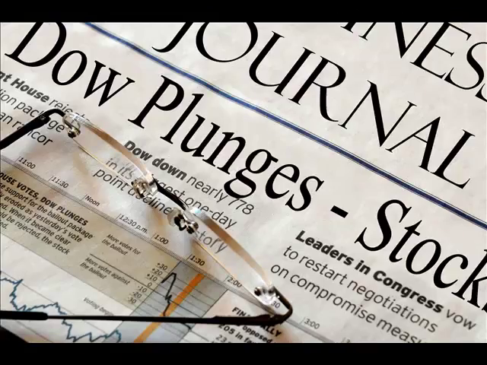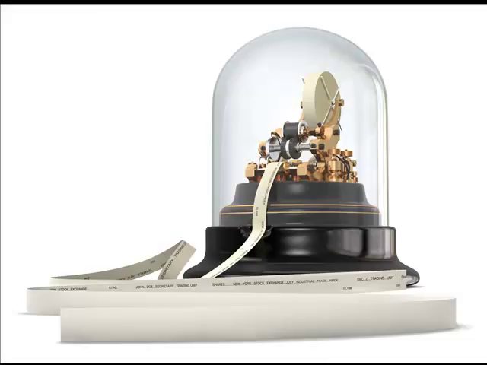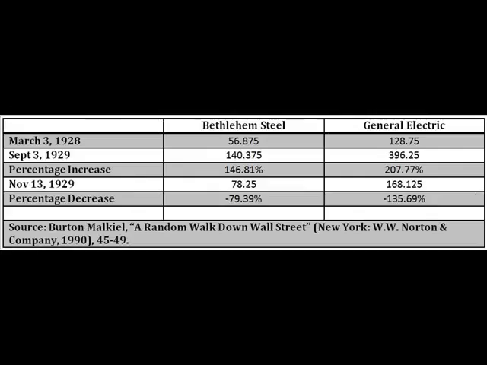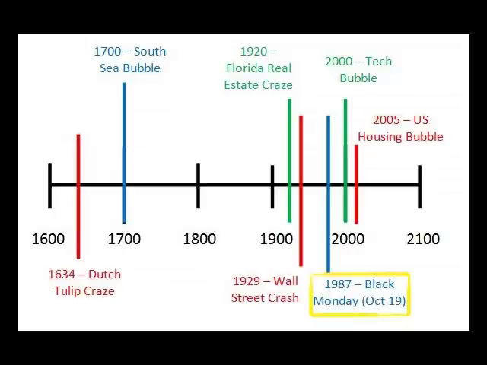In late October, the bubble burst. Trading volume spiked and the ticker couldn't keep up with market activity. By November 13, 1929, prices had fallen dramatically. GE fell from $396 to $168.